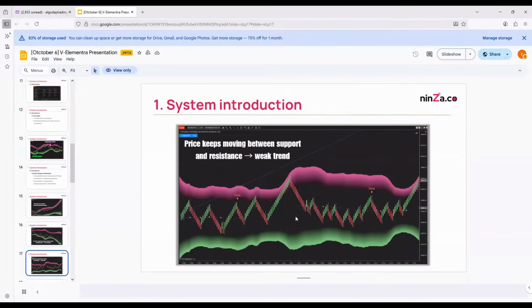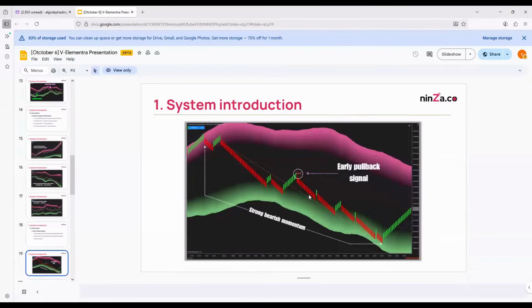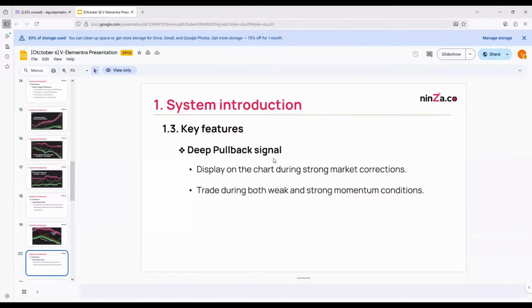So again, these are examples of just deeper pullbacks. I don't know if they have the reversal here. If not, I'll show it to you on the live chart. The reversal will kind of be over here. This would be a reversal, only I don't see a signal here. The deep pullback, like I pointed out, that's the one I like better than the early entry.